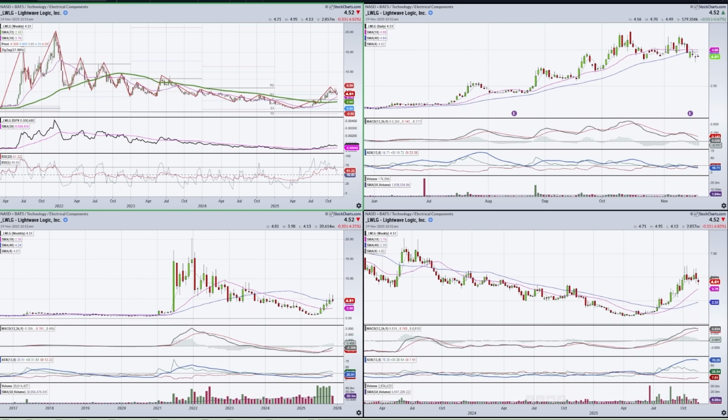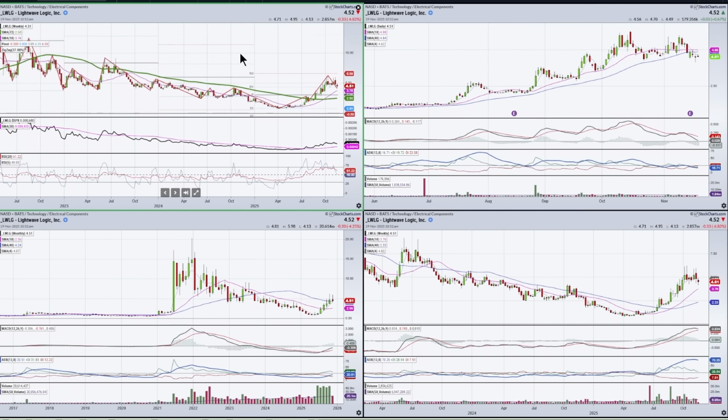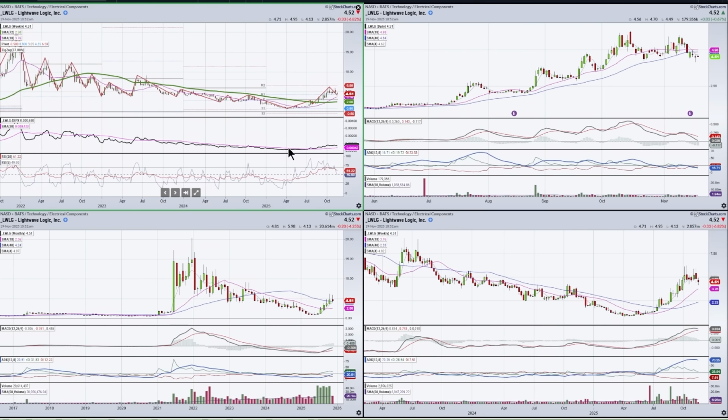Look at LWLG, another one that is on the early side, small price stock. Do your due diligence on this. This Lightwave Logic, nice move to the upside, confirmed by relative strength. So we want both. We want price action turning up and showing a shift in trend based on the price structure, but we also want to see improving relative strength at the same time.